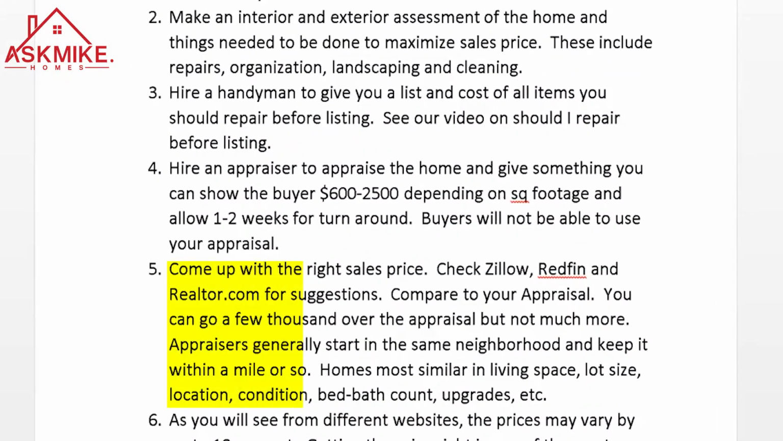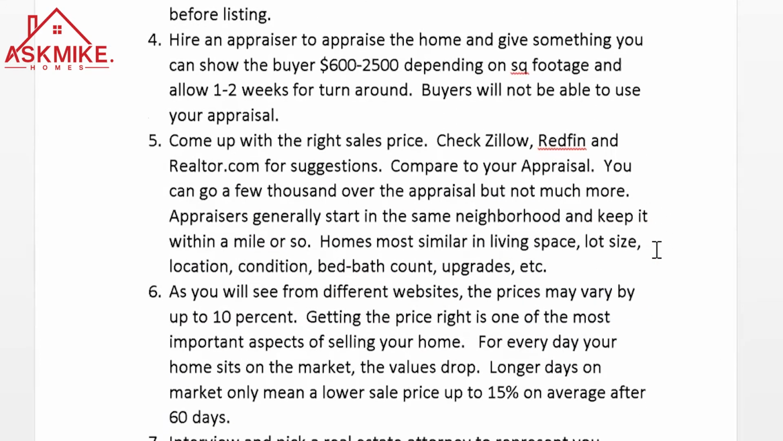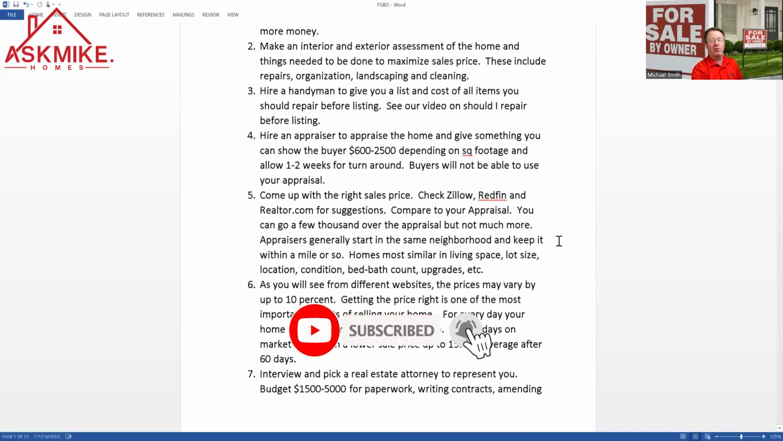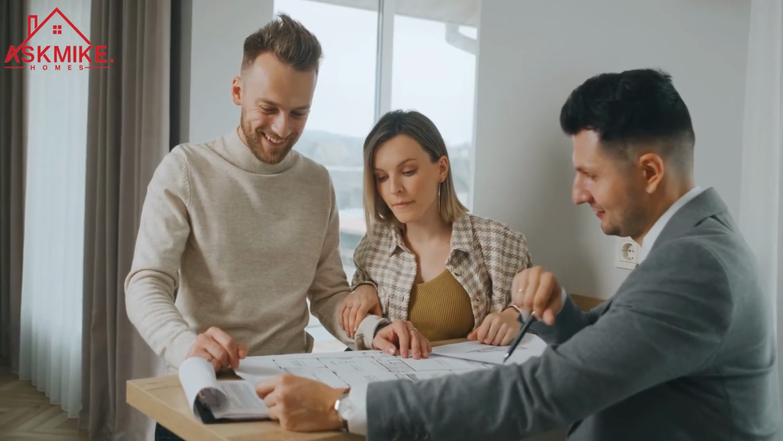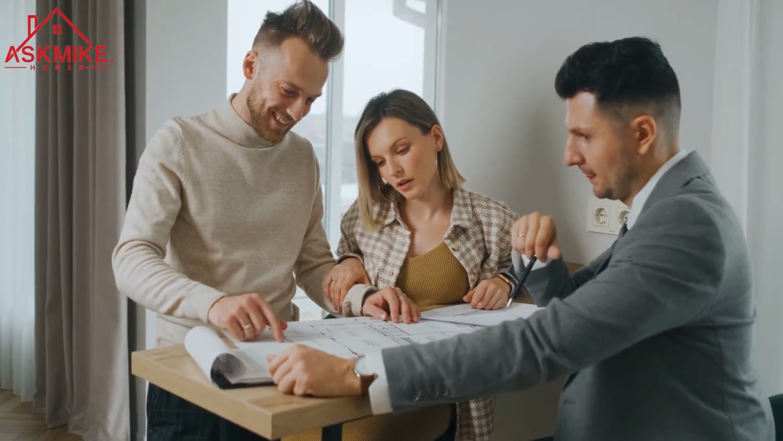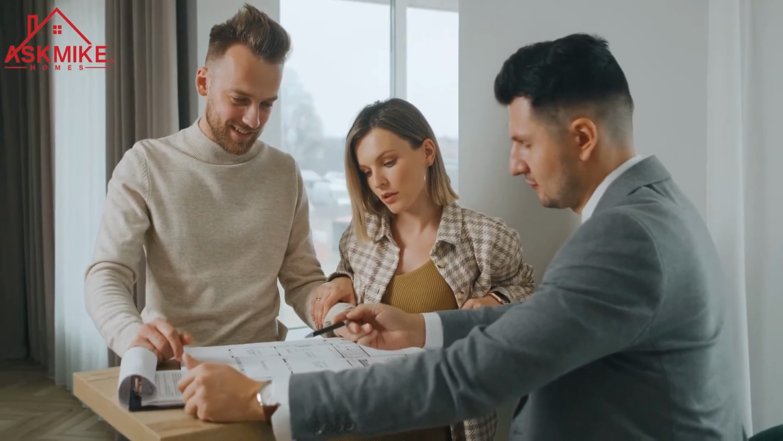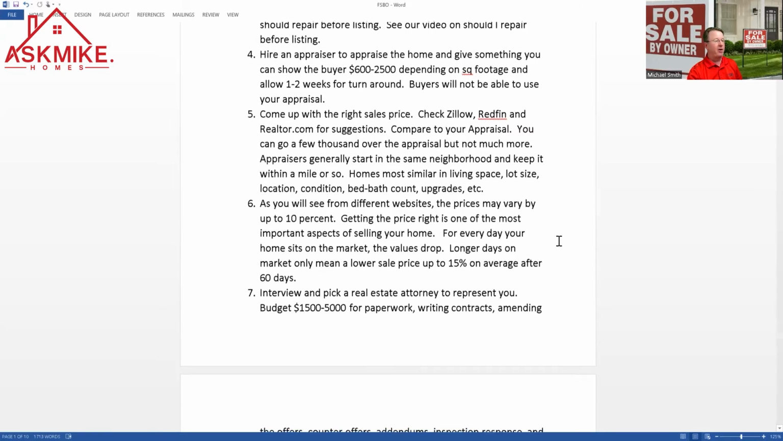Next, come up with the right sales price by comparing your appraisal to Redfin, Realtor.com and the rest of the sites, because that's where the buyers are going to be looking at prices, trying to figure out where you're priced. But again, you're going to have an appraisal that's going to say what the real price is, and you're going to be able to share that with any buyers that come in that want to come in maybe possibly below the appraisal. And again, as I said, different websites mean different prices.